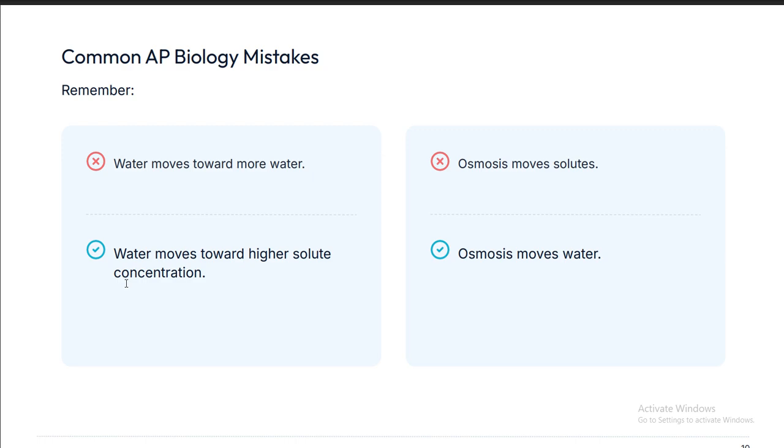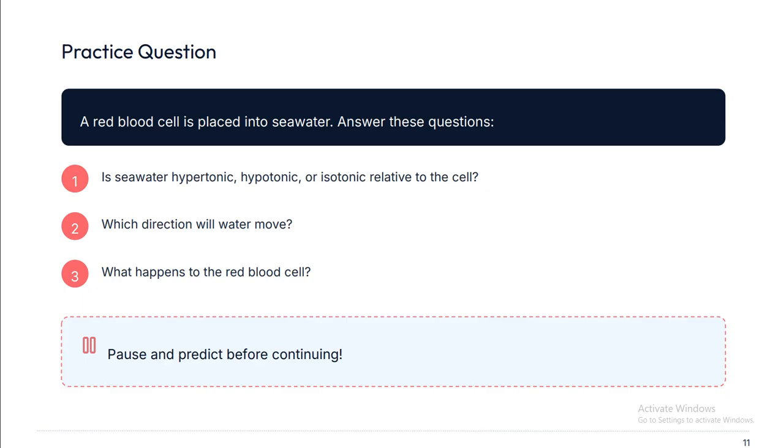And then also, don't remember that osmosis moves solutes. That's not it. Osmosis is the movement of water. Always remember that. So we're going to have a practice question. I hope you can answer this based on what you learned today.